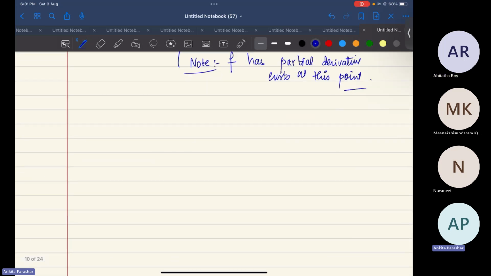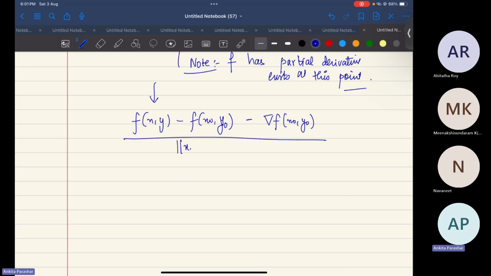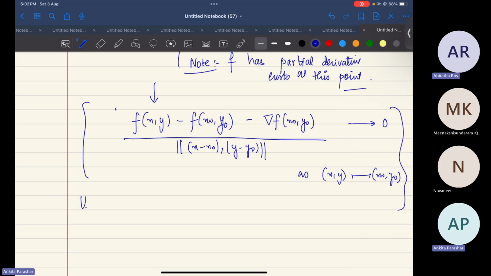Maybe just a small hint. If you want to check this, you have to use the definition that f of x, y minus f of x naught, y naught minus the gradient of f at x naught, y naught, divided by the norm of x minus x naught, y minus y naught, tends to 0 as x, y tends to x naught, y naught. You have to basically use the definition.